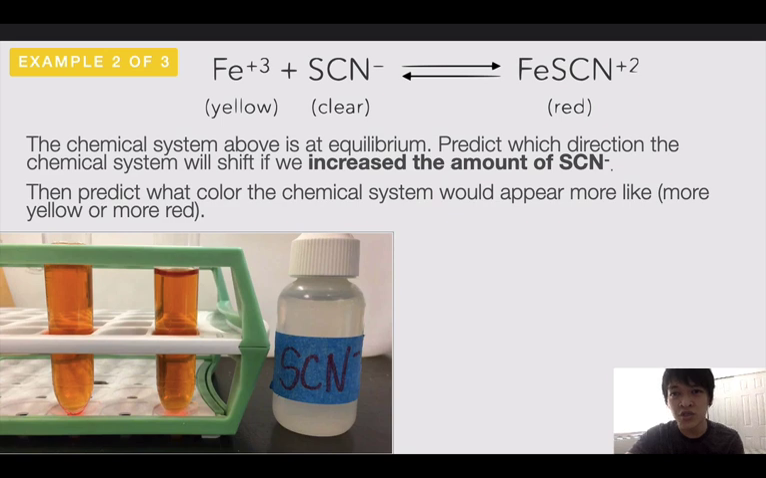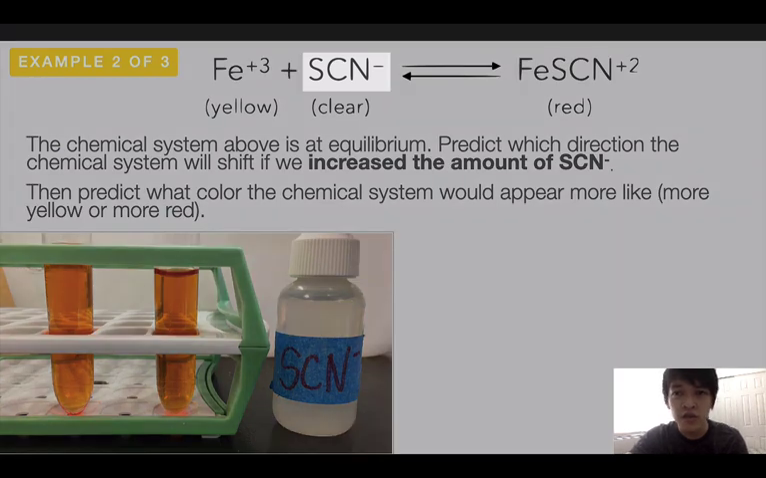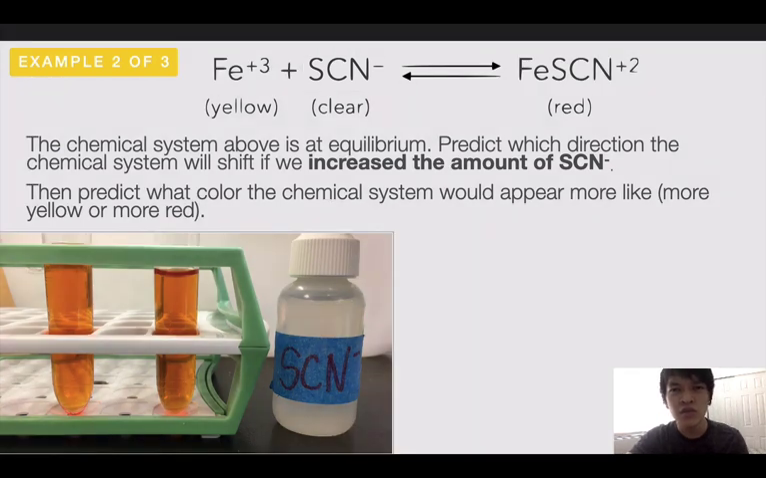Now we're on to example 2. Everything's the same for this problem except the stress is that we increase the amount of SCN minus this time. If we increase the amount of SCN minus, that means there's too much reactants. To relieve this stress, the equilibrium will shift in the forward direction to reduce the amount of reactants.